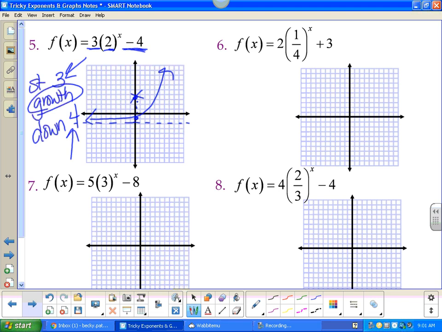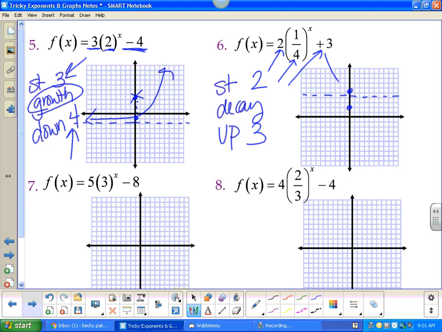Okay, so let's look at number 6. I'm going to start at 2, because that's him. This tells me I'm decay. And that tells me I'm going up 3, because it's positive. So I'm going to start at 2, and then I'm going to go up 3. Asymptote is 1 below it. Decay starts tall and levels out.